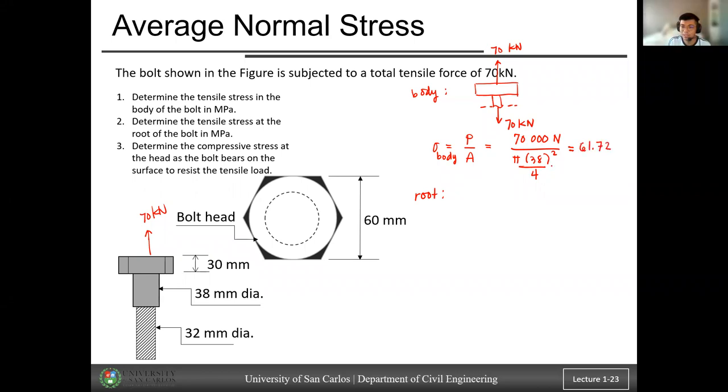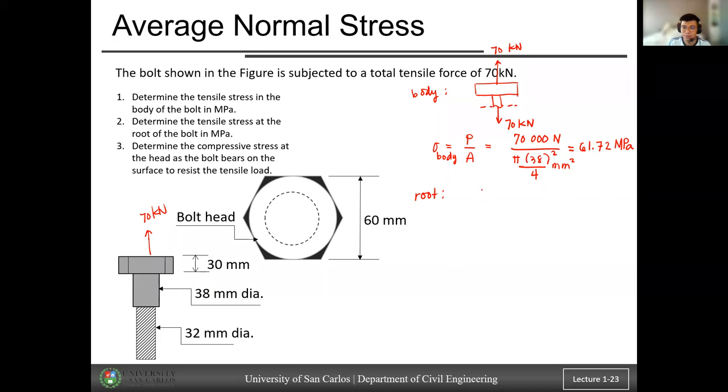So notice that again, this one is mm squared. Newton over mm squared is megapascal. So it is automatically megapascal. It's just a shortcut so that you don't have to convert anymore. For sure, if you use Newton per meter squared, your answer will be in the millions, in millions of pascals.